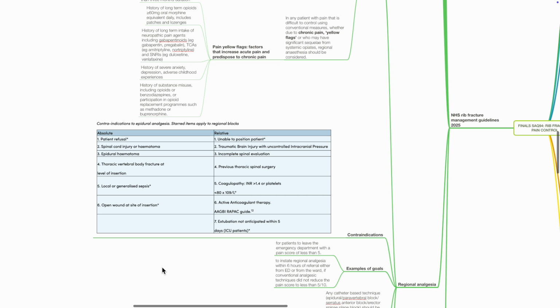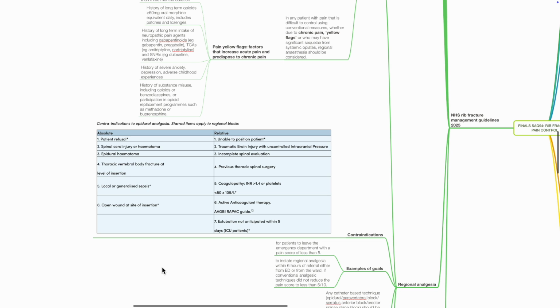Contraindications to epidural analgesia include absolute contraindications: patient refusal, spinal cord injury or hematoma, epidural hematoma, thoracic vertebral body fracture at level of insertion, local or generalized sepsis, open wound at site of insertion. Relative contraindications include: unable to position patient, traumatic brain injury with uncontrolled ICP, incomplete spinal evaluation, previous thoracic spinal surgery, coagulopathy, active anticoagulant therapy, and extubation not anticipated within 5 days.